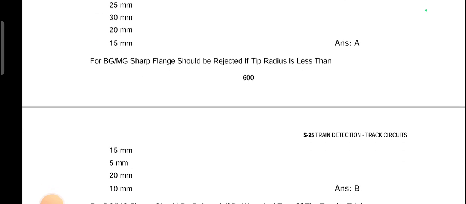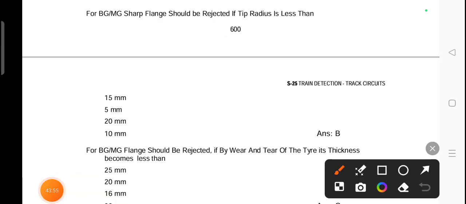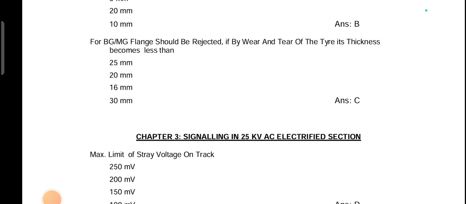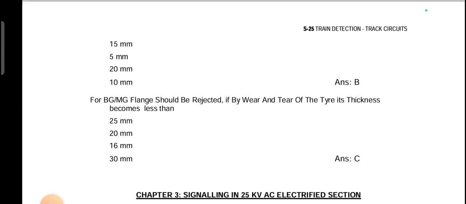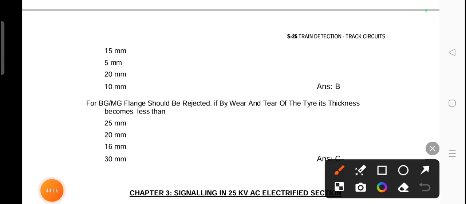For broad gauge or main gauge, sharp flange should be rejected if tip radius is less than 5 mm. For broad gauge or main gauge, flange should be rejected if by wear and tear of the tire its thickness becomes less than 16 mm.